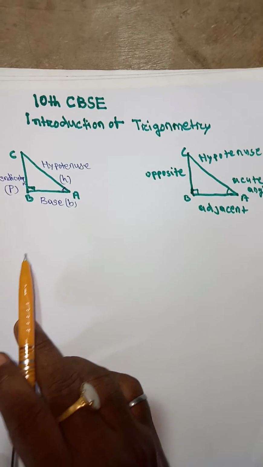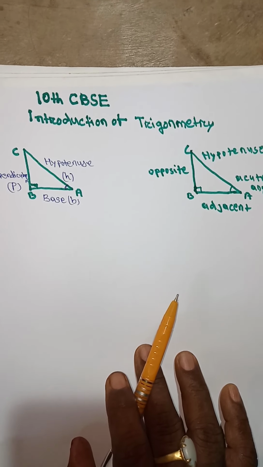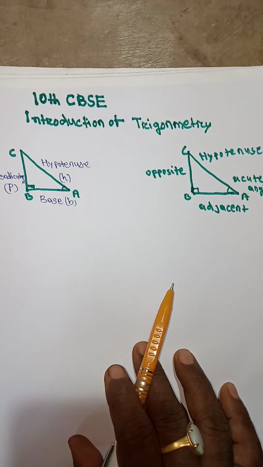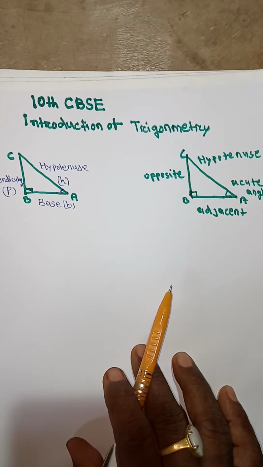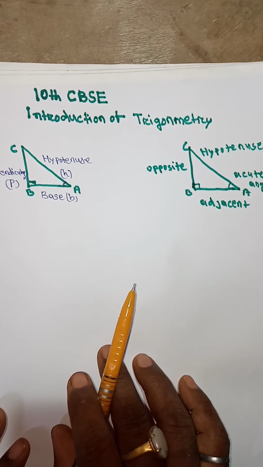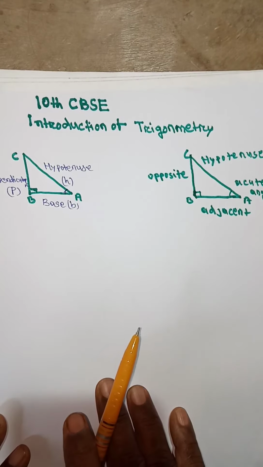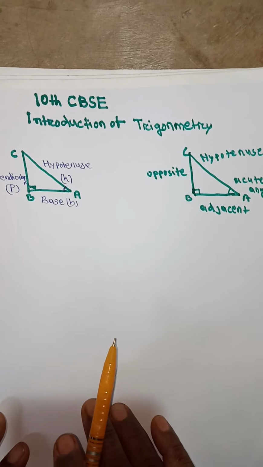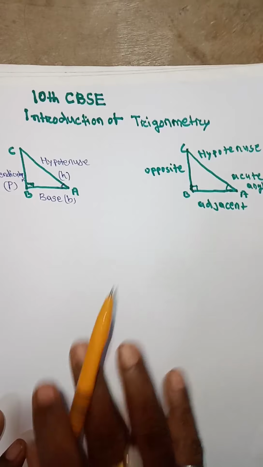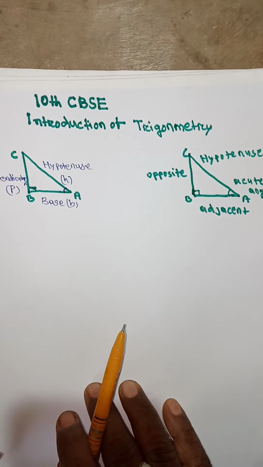So, trigonometry is the study of the relationship between the sides and angles of a triangle. In this chapter, we shall study some ratios of the sides of a right triangle with respect to its acute angle. These ratios will be called trigonometric ratios of the angle.